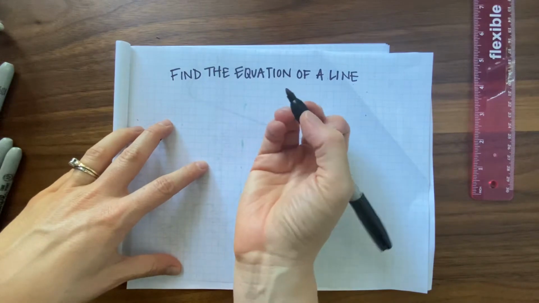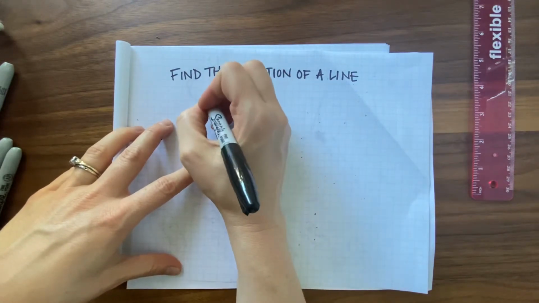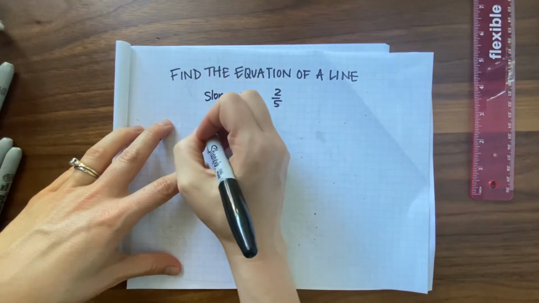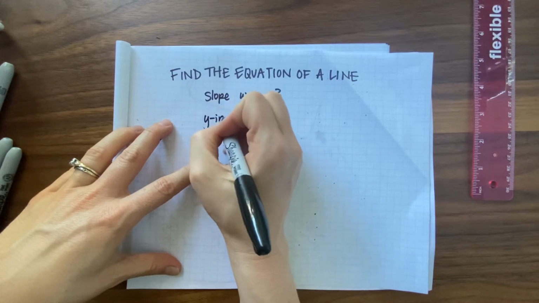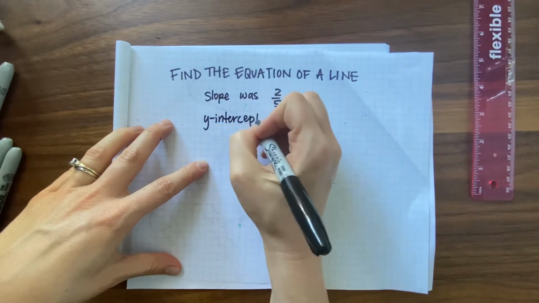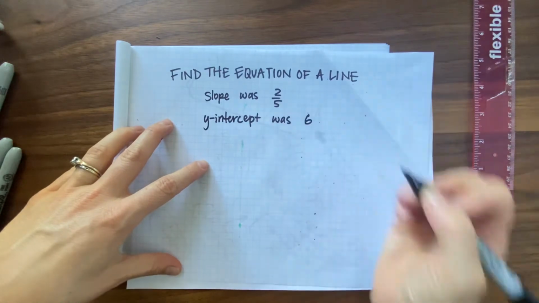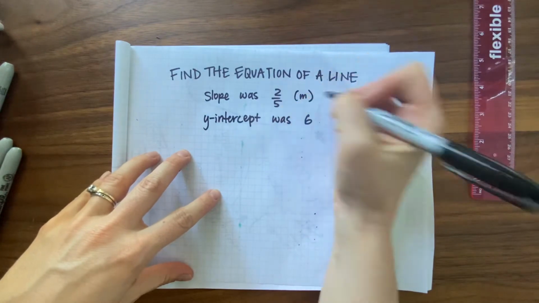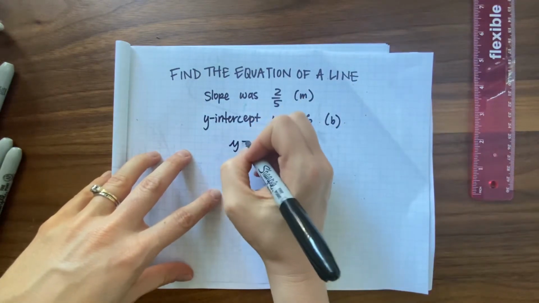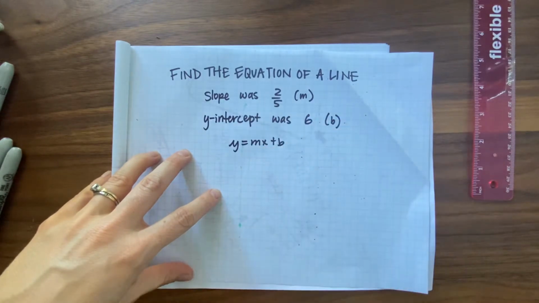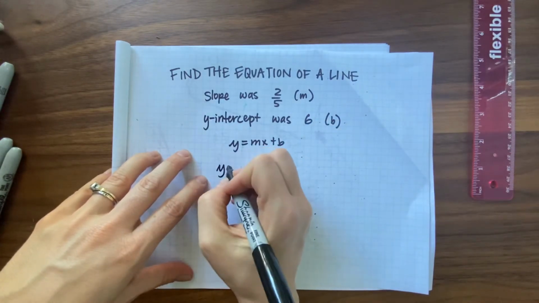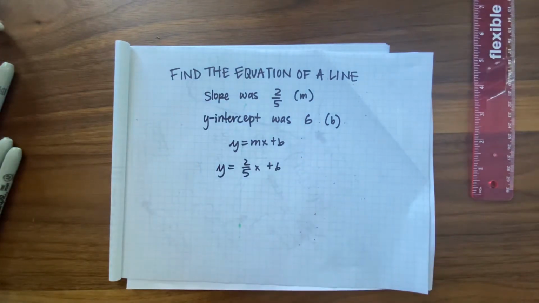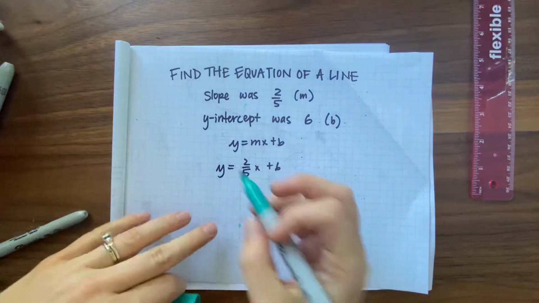We could also give you the description, give you some information, like what if I said the slope was 2/5 and the y-intercept was 6. I think you guys would tell me like, oh, well, slope represents m, y-intercept is b, y equals mx plus b, and you would say, y equals 2/5x plus 6. I think you would just put that together.